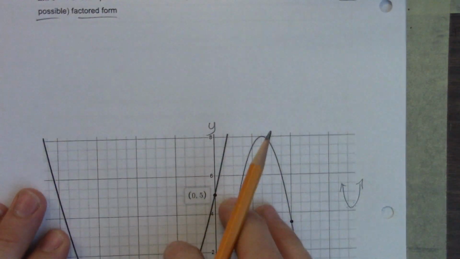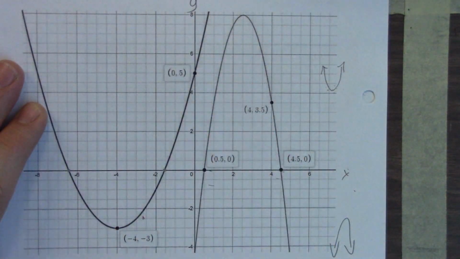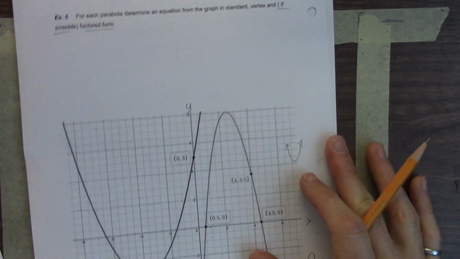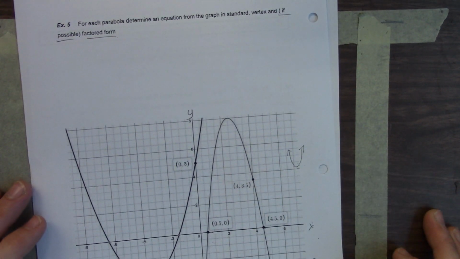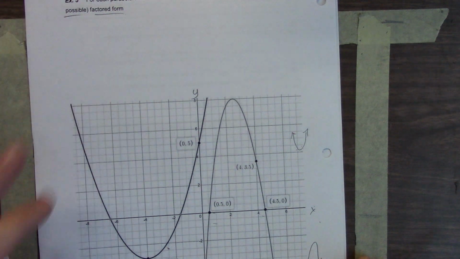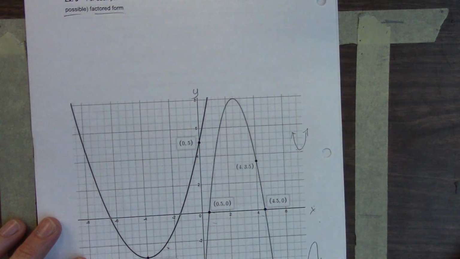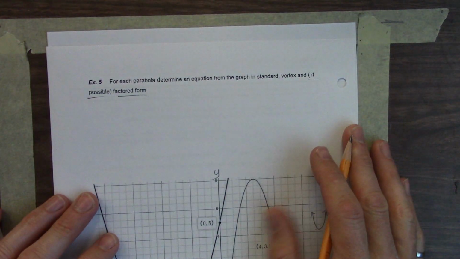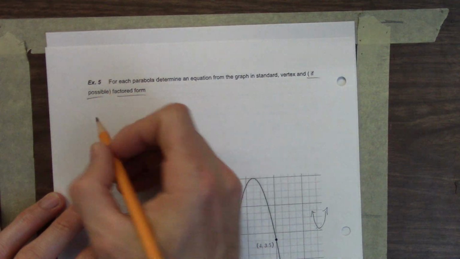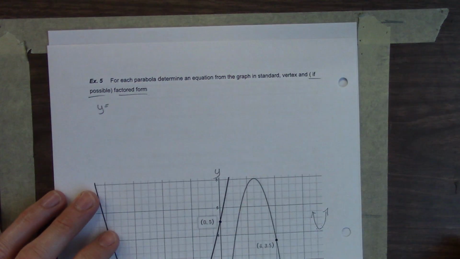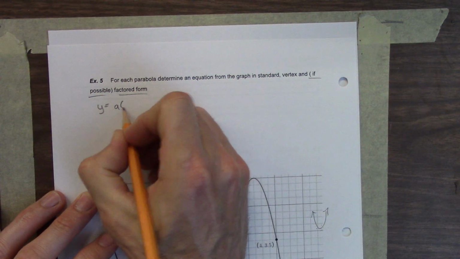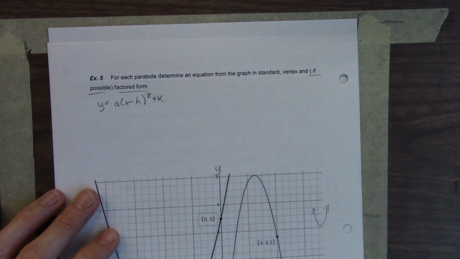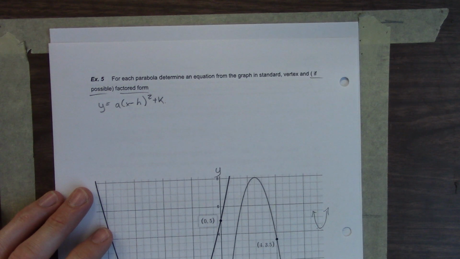Okay, so we're taking the graph now, we're going the opposite way. We're taking this graph and we're trying to develop the formulas. So let's start with the one on the left here. We know that vertex form is the first one we want to do. So y is equal to, we know vertex form looks like this. We know that by definition.